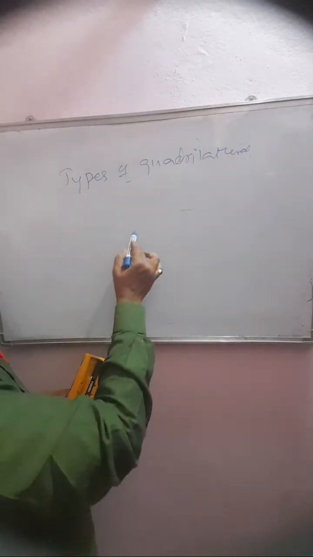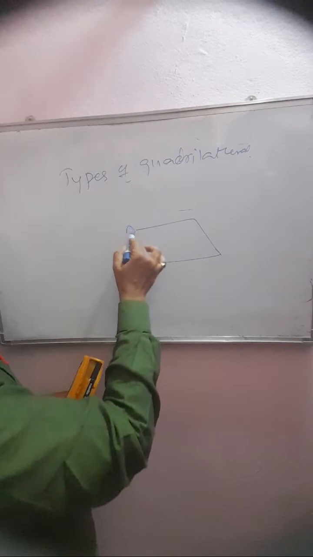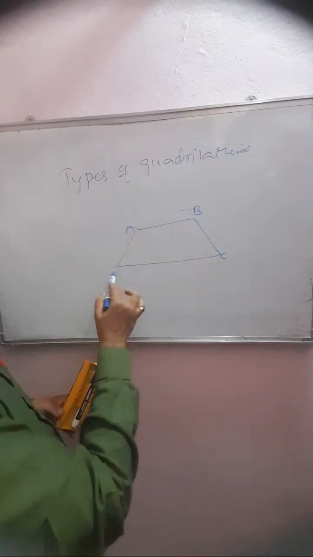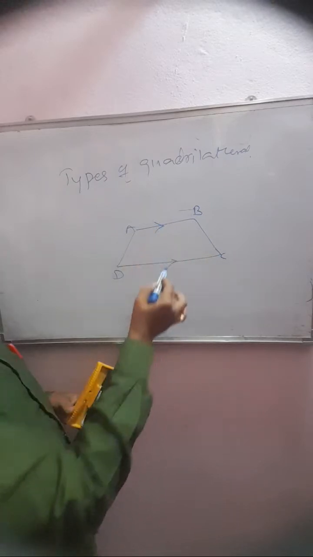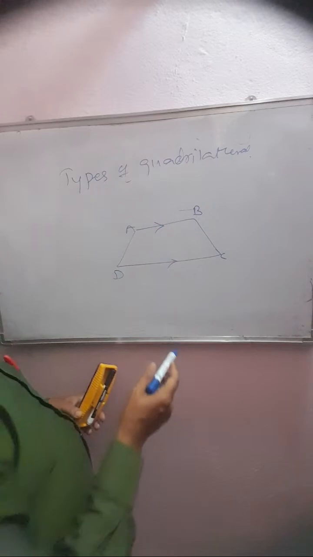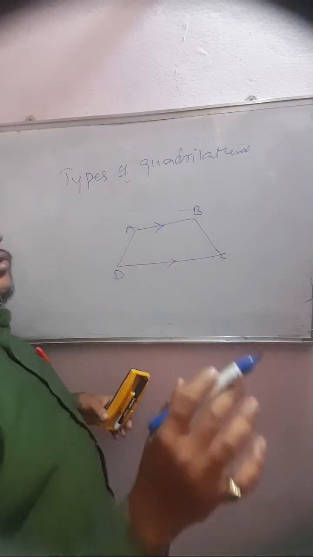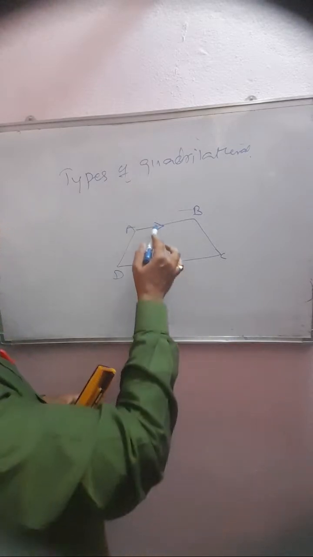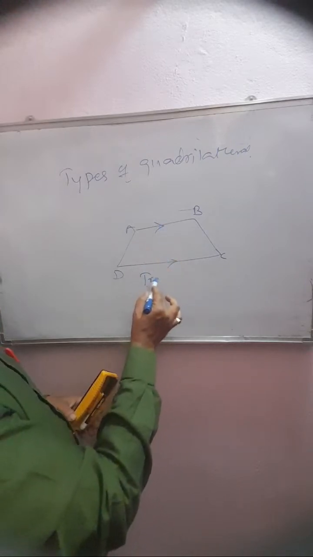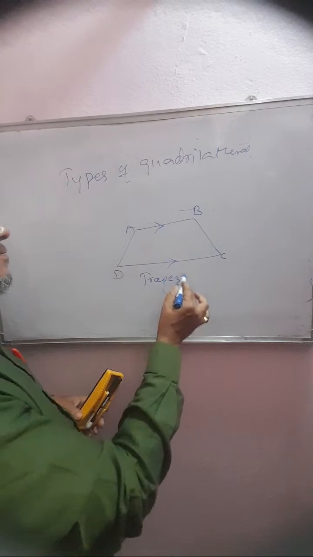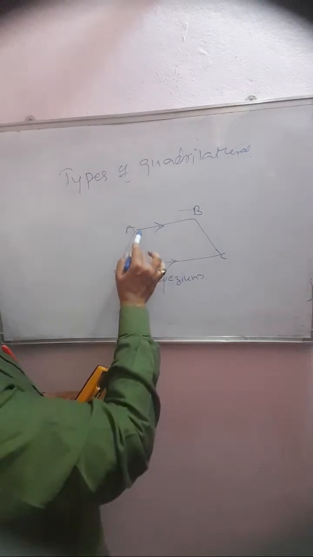In a quadrilateral, see this is quadrilateral ABCD. If one pair of opposite sides is parallel, this is one pair, this is the second pair. The arrow mark shows that they are parallel. Parallel lines, as you learned in 7th class lines and angles, are lines which do not meet. So these two are parallel. This is called a trapezium.